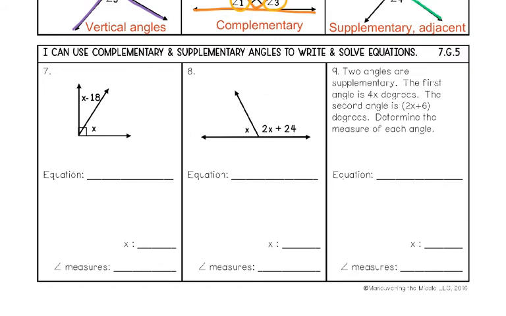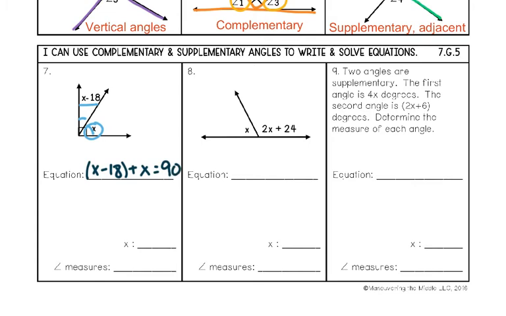For the next section, we're going to take what we know about classifying angle relationships and apply that to write and solve equations. Looking at number 7, I see that I have two angles that together make 90 degrees. This means that the angles are complementary. So I know that this angle, x minus 18, plus the other angle, which is x, needs to add up to 90 degrees, like we just said.